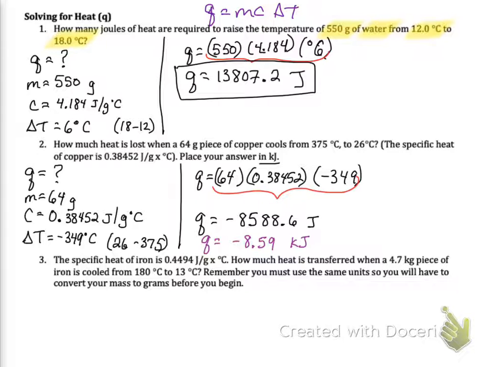It's worth mentioning here that our number is negative because we lost energy. So anytime you lose energy, it's going to be a negative. So a negative Q means that energy was lost.